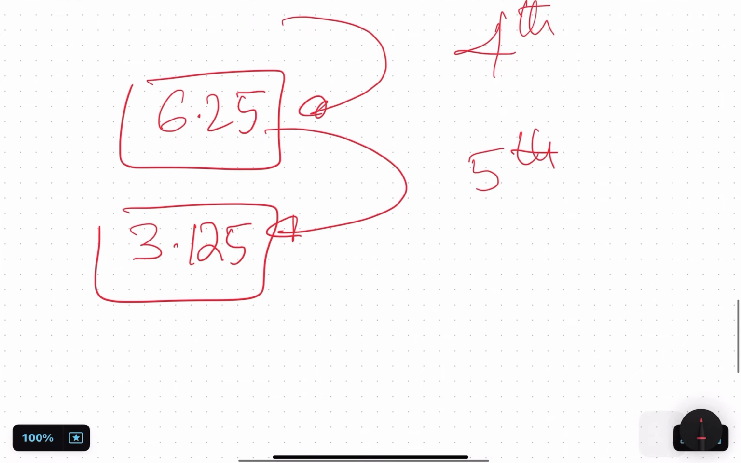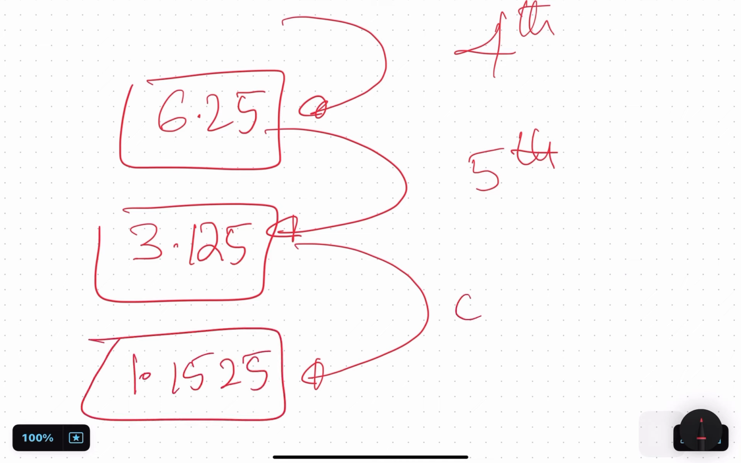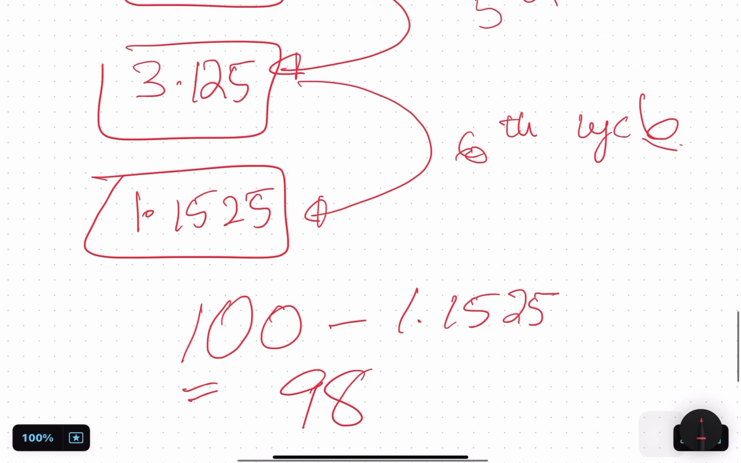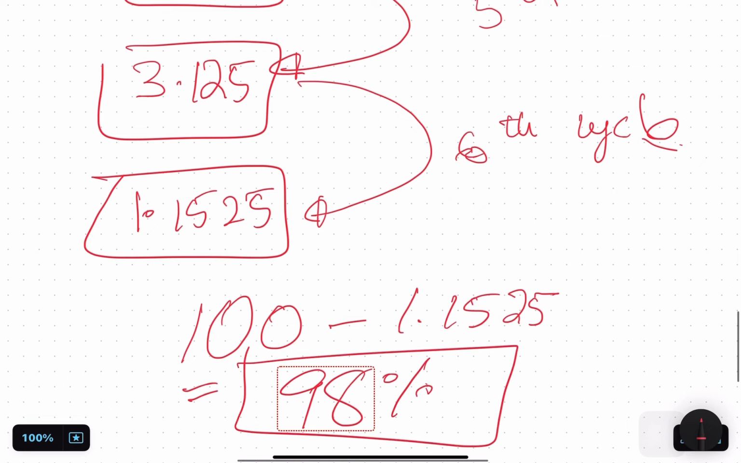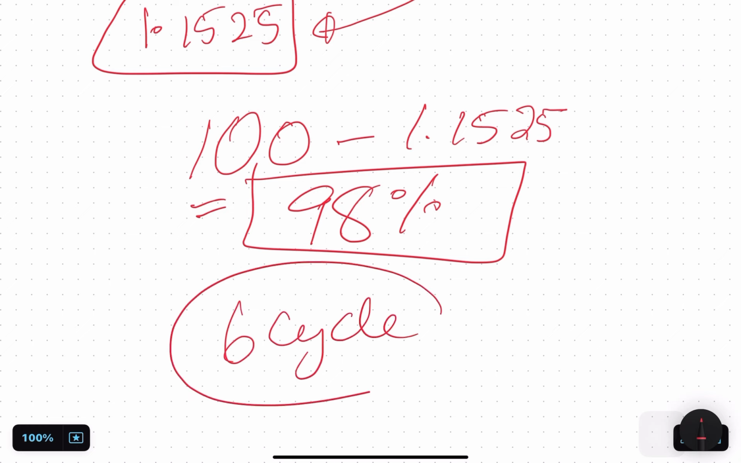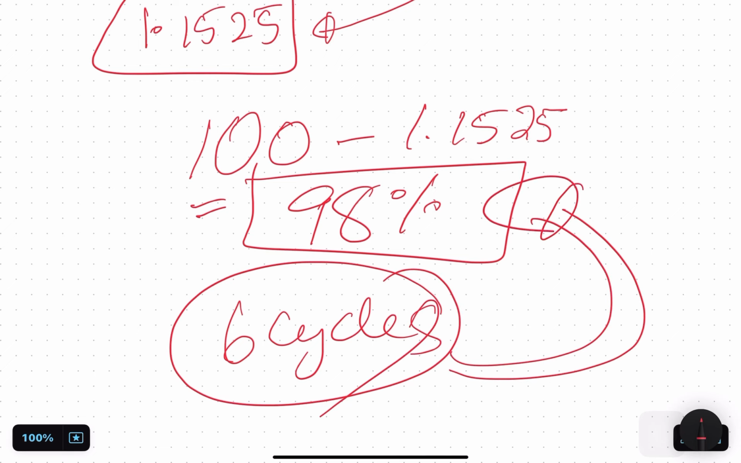So what happens in the last cycle? What was 3.125 by 2? It is 1.5625. Am I right? Yes. So what is 100 minus 1.5625? That is 98%. So it is estimated that when you give a cancer chemotherapy agent, in almost 6 cycles you're bound to kill 98% of cancer cells.